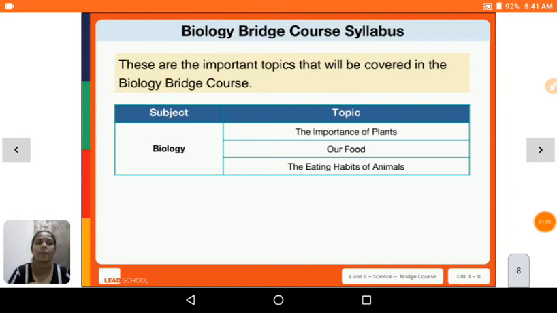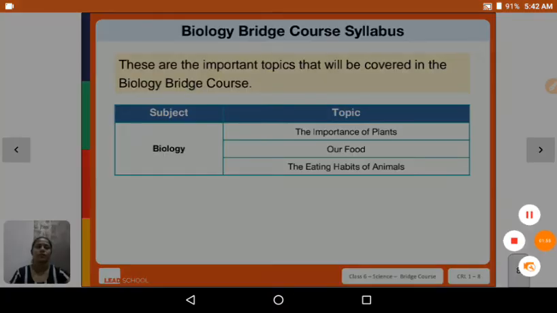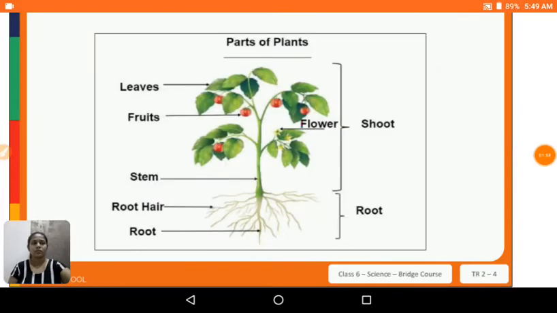These are some important topics that will be covered in the biology bridge course: the importance of plants, our food, and the eating habits of animals. These three topics you have already learned before, we are just revising, taking a quick look to clear all these topics. So today we will be learning about the parts of a plant.